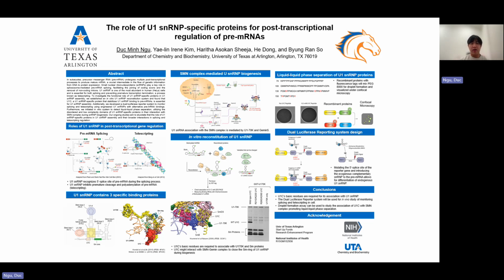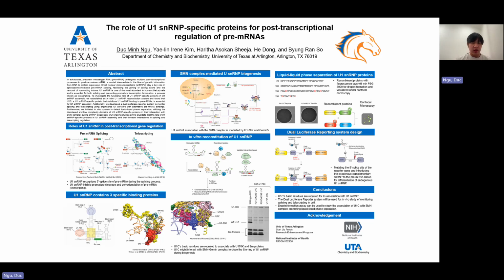U1 snRNP has an additional function named telescripting, where it prevents premature cleavage and polyadenylation when the pre-mRNA is being transcribed, so that full-length pre-mRNA can be produced. U1 snRNP contains three specific binding proteins: U1-70K binding at stem loop 1, U1A at stem loop 2, and U1C at the five-prime splice site.